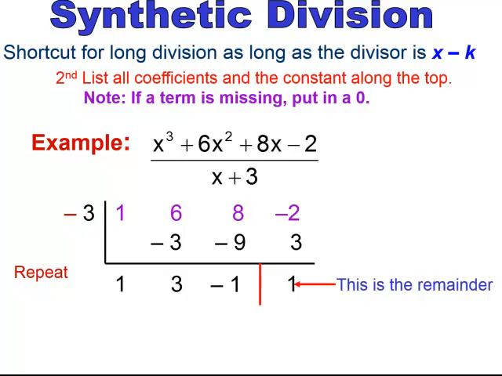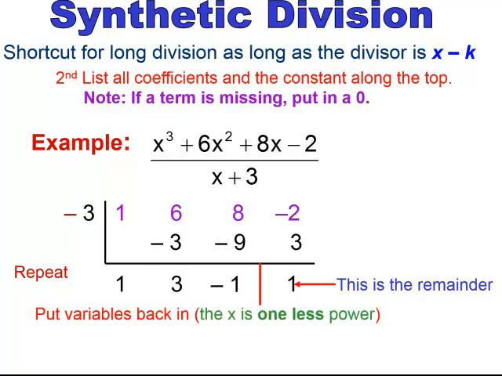So now what you do with these numbers is you put the variables back in. But the x is going to be 1 less power because we just did division. So we divided into an x to the cube. When I write my answer, I'm going to start with an x squared and then an x and then down to the constant. So I'm putting the variable back in by reducing it by one exponent. So it was x cubed that I divided into. So when I start my solution, I'm starting with x squared and x and then the constant and then my remainder.